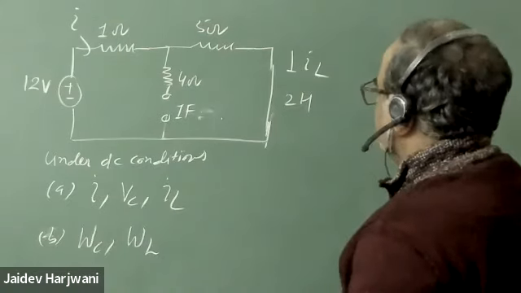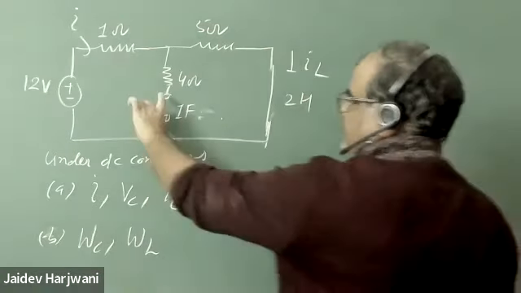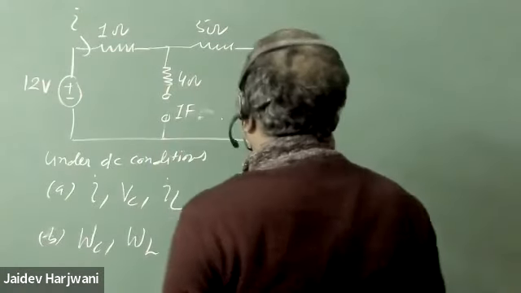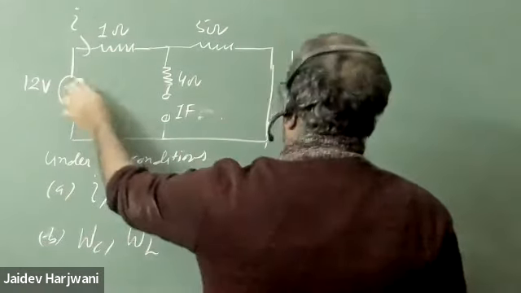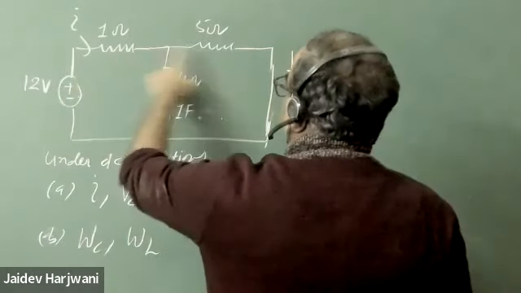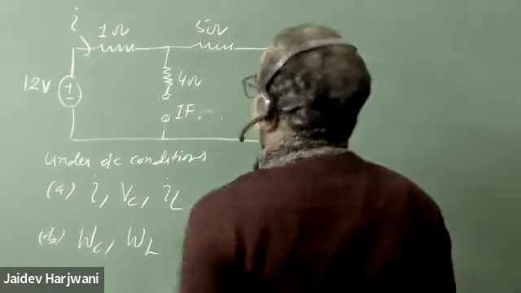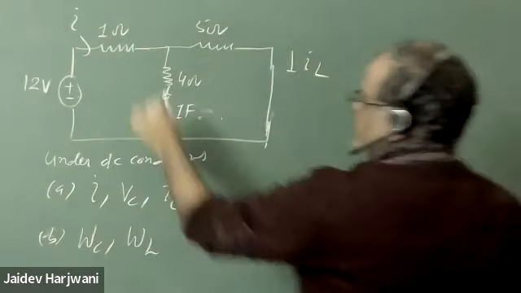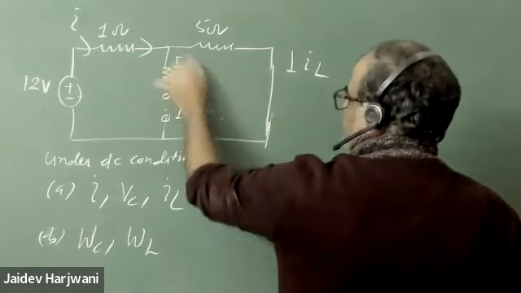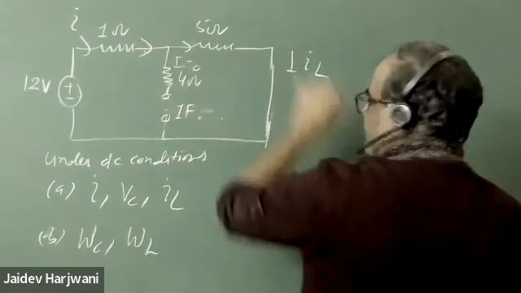Now I want to find out what the voltage is here, and what the current is. Let me first find the total current. Once I short the inductor, it becomes 0, so we have 1 ohm and 5 ohm, a total of 6 ohm resistance. This current is going here. This is open, so no current will flow here. The same current will come here, and the same current will come here.